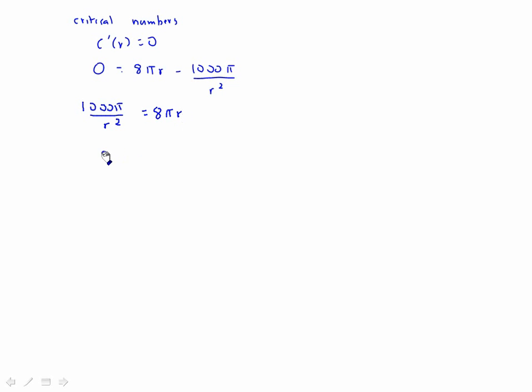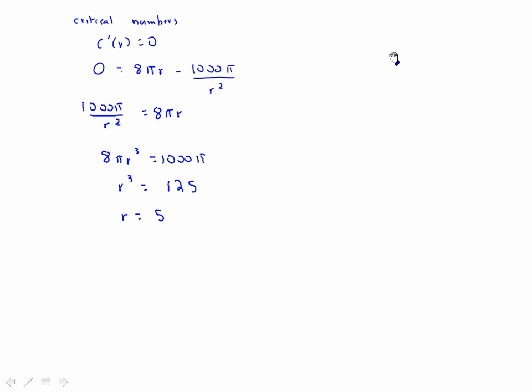So cross and multiply, and you get 8 pi r cubed is equal to 1000 pi. So r cubed, when you divide it out, the pi's will go away, and then 1000 divided by 8, and we get a break, that's equal to 125. So r is equal to the cube root of 125, so it's 5.